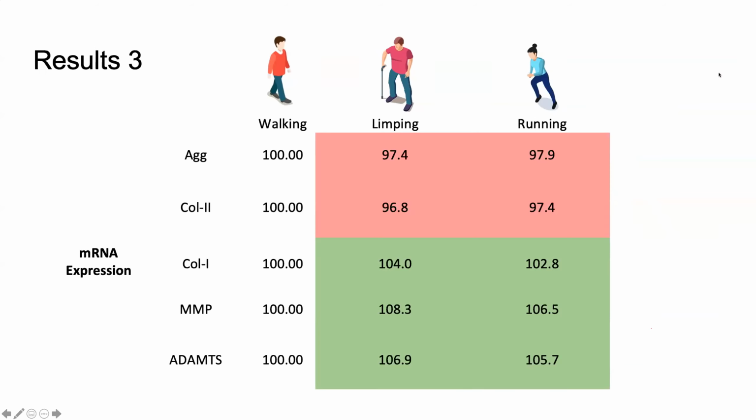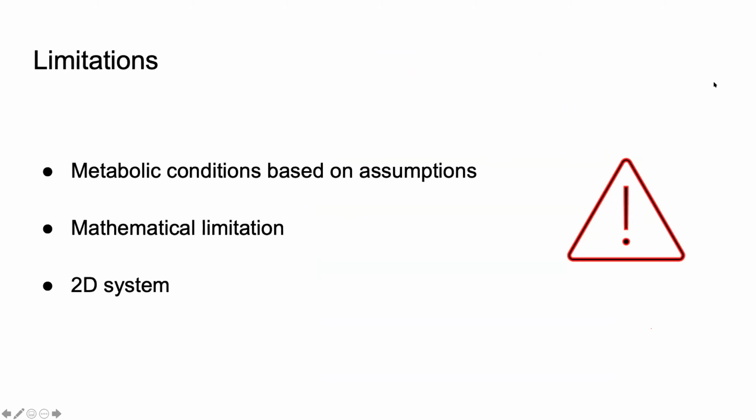Yes, thanks. I would like to mention finally some limitations that we found in our agent-based modeling. First of all, our metabolic condition inputs for the limping case are based on our assumptions, without empirical data. So we can say that this experiment was kind of an approach.